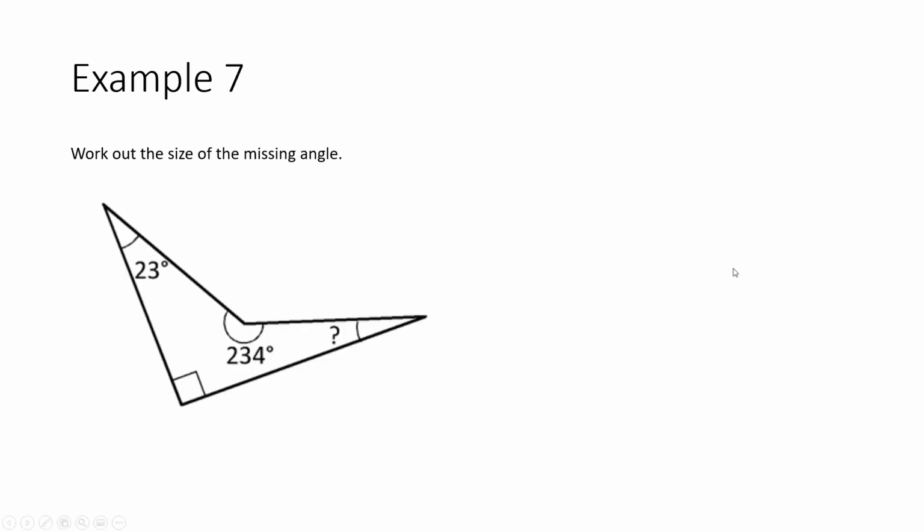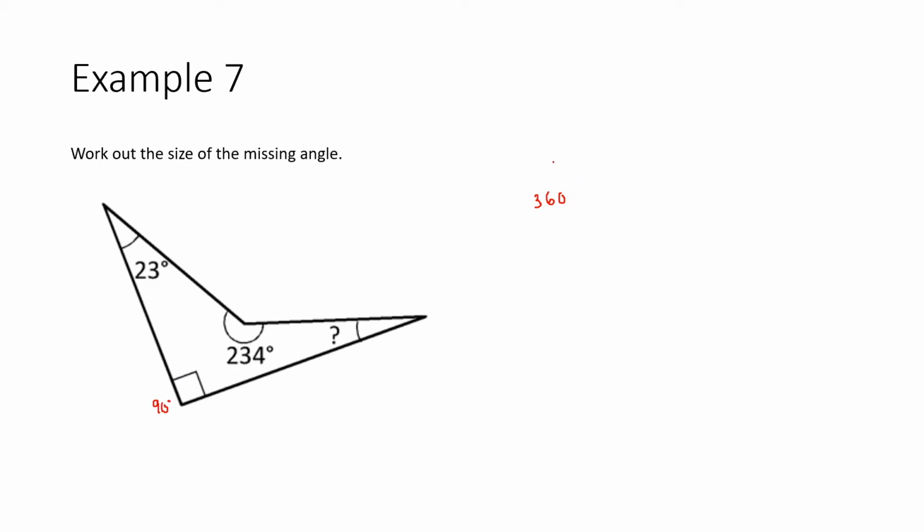Next example, example 7, work out the size of the missing angle. So here we have an arrowhead, but again it is a quadrilateral. The reason for it is because it's got 4 sides. So we know that its 4 interior angles add up to 360 degrees, and we are given that one angle is 23 degrees, our reflex angle is 234 degrees, and then our angle here in the corner is a right angle. So this one, you should know that it's equal to 90 degrees.